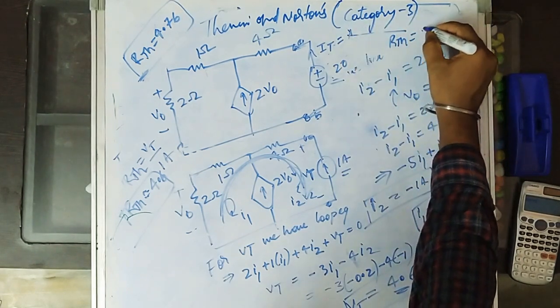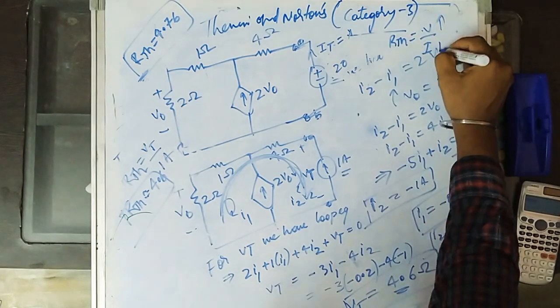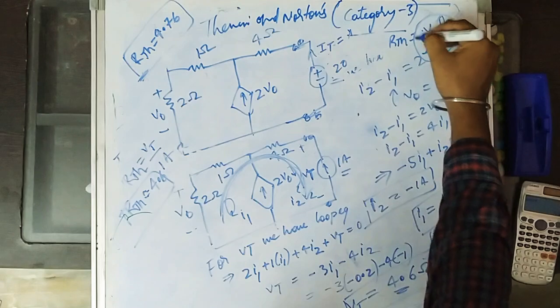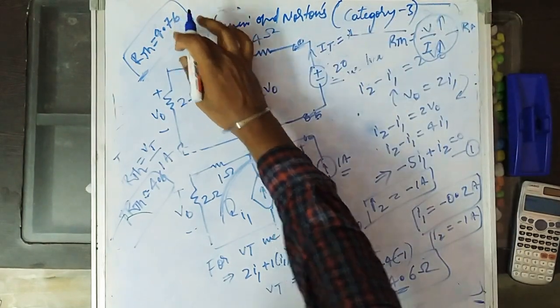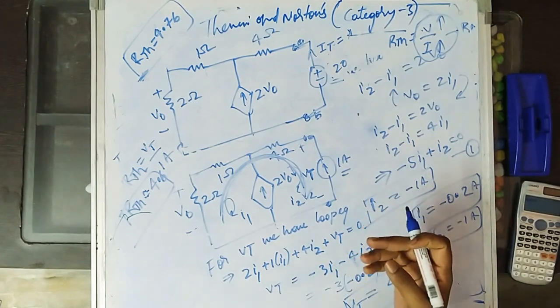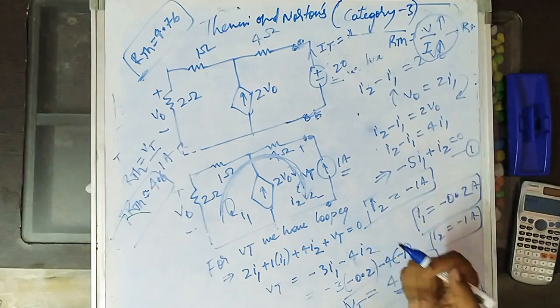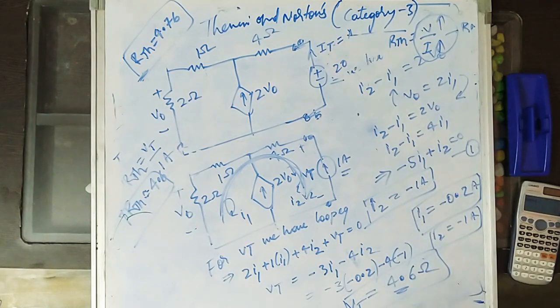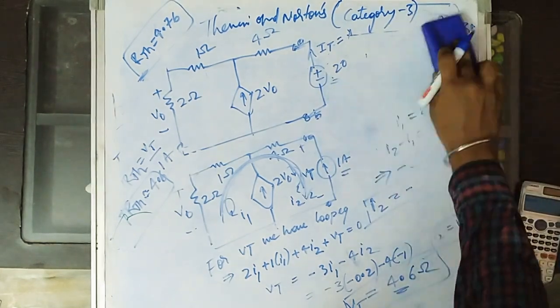So if you increase the voltage, the current also increases, but the ratio will not change. That is, V by I, 4.76, will be obtained. Either you can use voltage or you can use current as the test source, your wish. Okay, thank you.